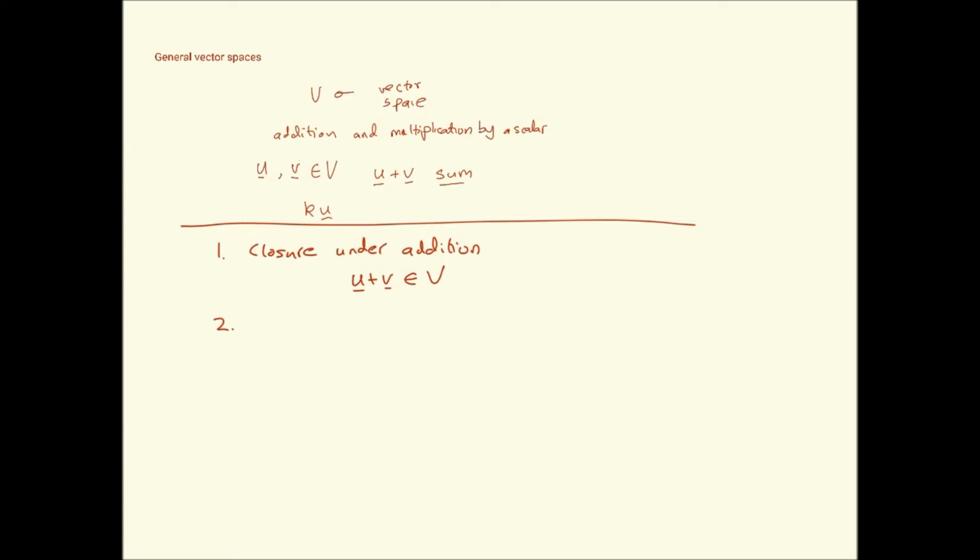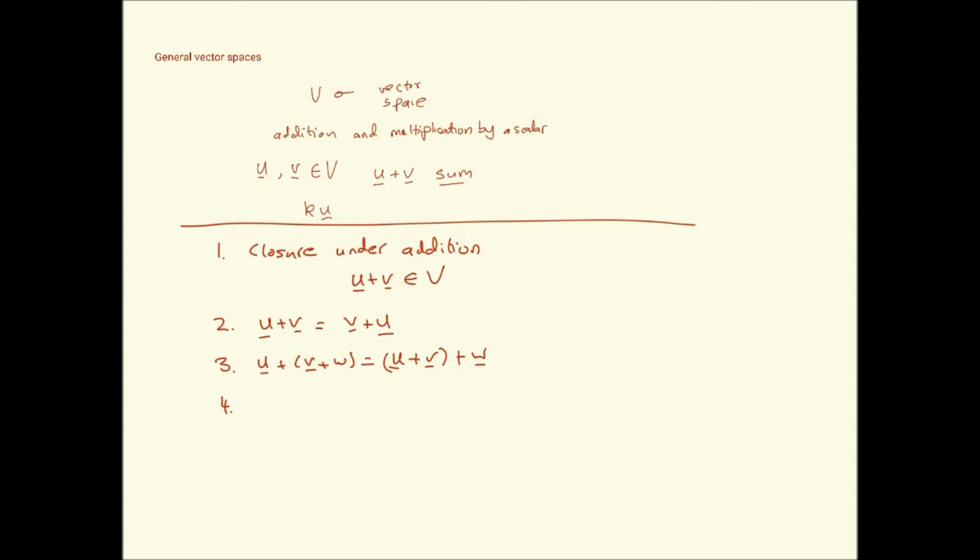Some of the remaining properties on the addition side are properties that are inherited from Euclidean vector spaces, R1, R2, Rn, and so on. For instance, the commutativity of addition: U plus V is equal to V plus U. Another obvious one, again inherited, is the associativity: U plus V plus W equals U plus V plus W.